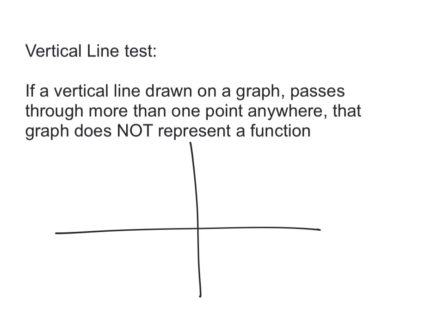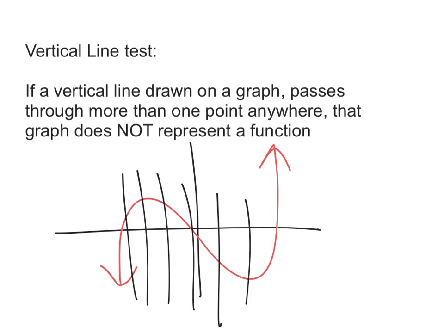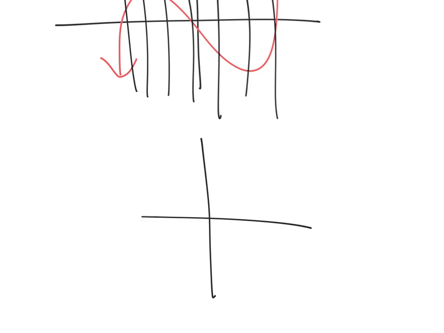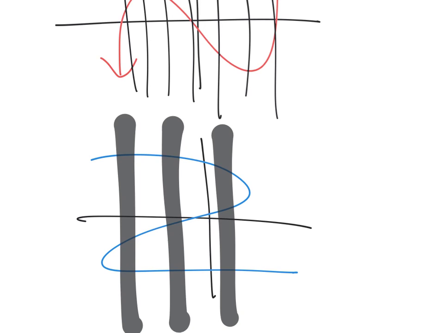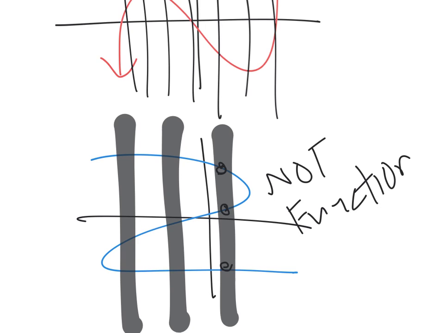So a quick sketch. Here's that first one that we had. If I draw vertical lines, is there any place where a vertical line touches the graph more than once? No. But if we look at that blue one, and we draw some vertical lines in here, there's several places where these vertical lines cross more than once. So this one is not a function, while the red one is a function.